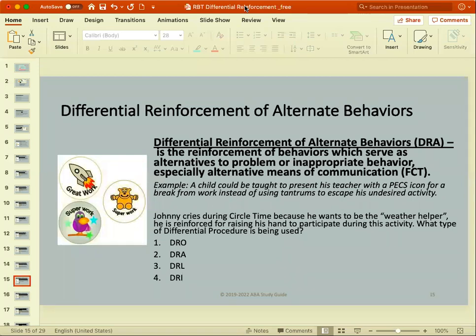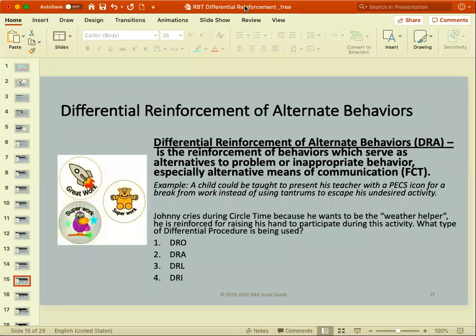So, FCT is technically a DRI procedure. It's reinforcement for behaviors which serve as alternatives for problem behavior, especially alternative means of communication. So, if instead of engaging in maladaptive behavior to access a break, I might teach them to hand the teacher a PECS icon for an alternative way to access that same reinforcer, which happens to be escape.